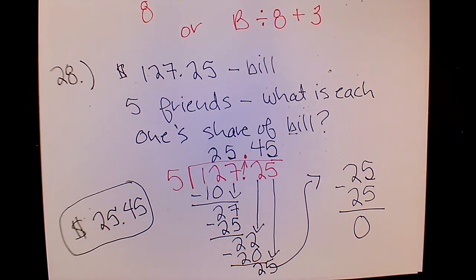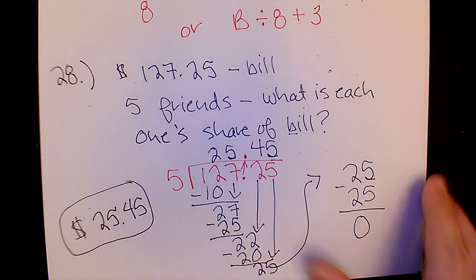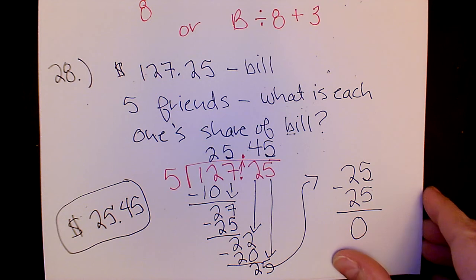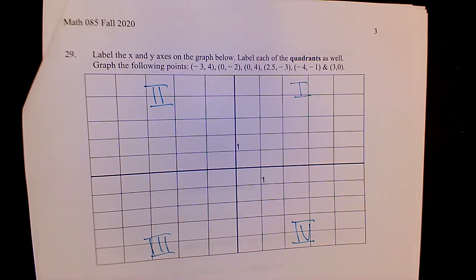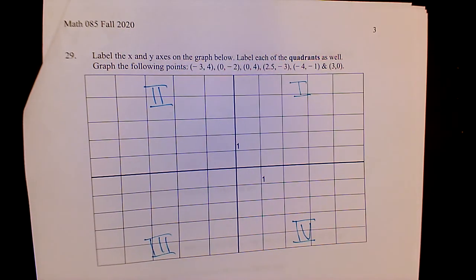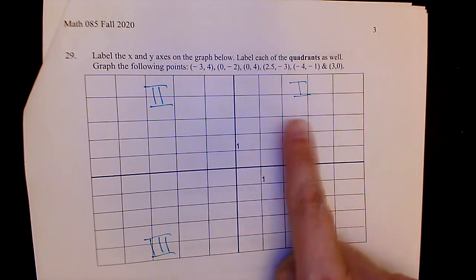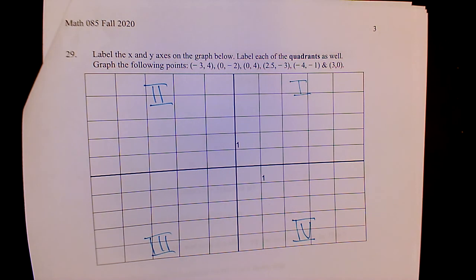Okay, now to finish up, I'm going to go to 29 and we're going to graph some points. It says label each of the quadrants. I already labeled each of the quadrants, 1, 2, 3, 4. Oh, I didn't label the X and Y axis.